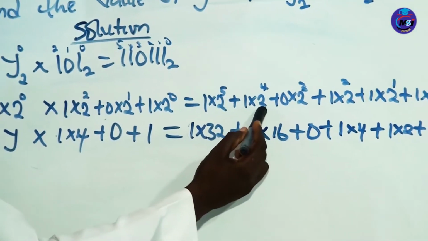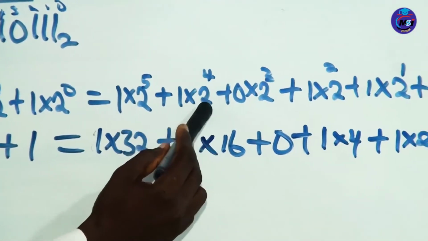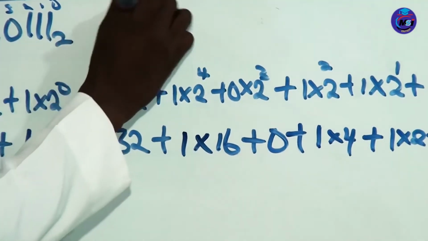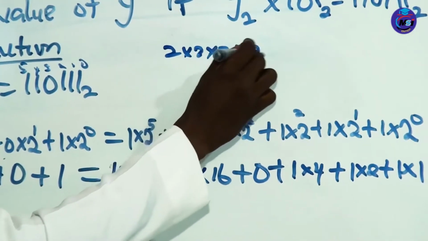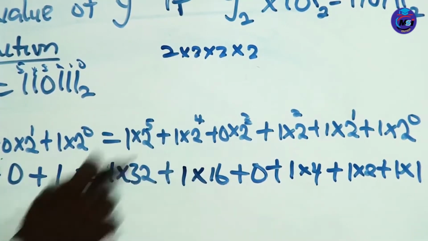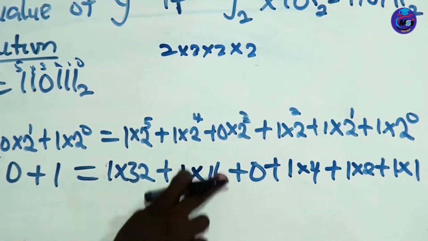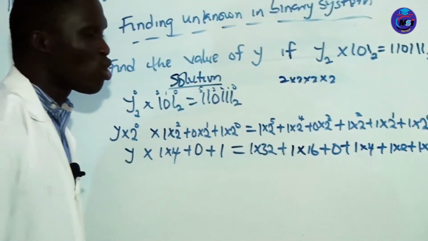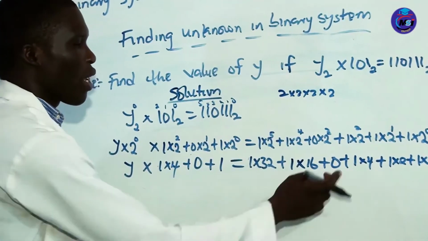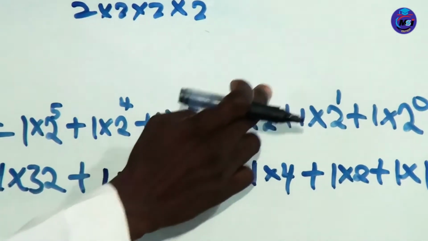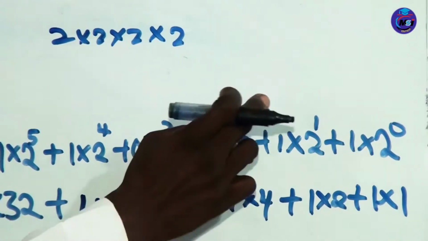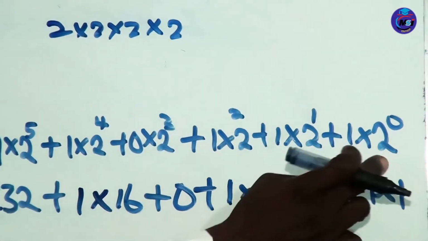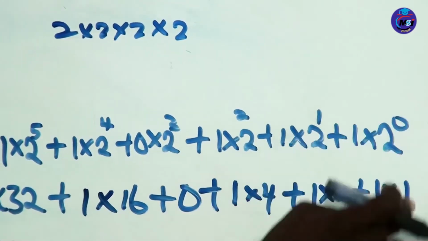Then 1 times 2 raised to power 4. That means this is not 2 times 4. This is 2 in 4 places, which will give us 2 times 2 times 2 times 2. 2 times 2, 4. 4 times 2, 8. 8 times 2 will give us 16. 0 times 2 raised to power 3. You know, anything that you multiply by 0 must give you what? 0. Okay, this will be 1 times 2 raised to power 2. 2 raised to power 2 means 2 times 2, which is 4. Then 1 times 2. Then 1 times 2 raised to power 0. It will give us 1.